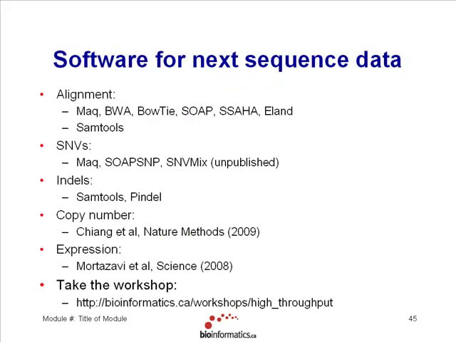An incredible amount of activity in software development and analytical tools has sprung up as a result of next-gen sequencing. Here's a list of tools for alignment, for detecting single nucleotide variants, insertions and deletions, copy number changes, and expression. Of course, there's a workshop devoted to this. If some of you are already registered, then you're good to go. If not, you can register for next year, led by Francis and colleagues.